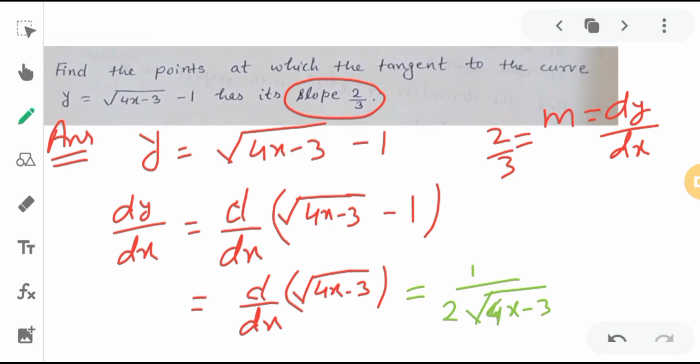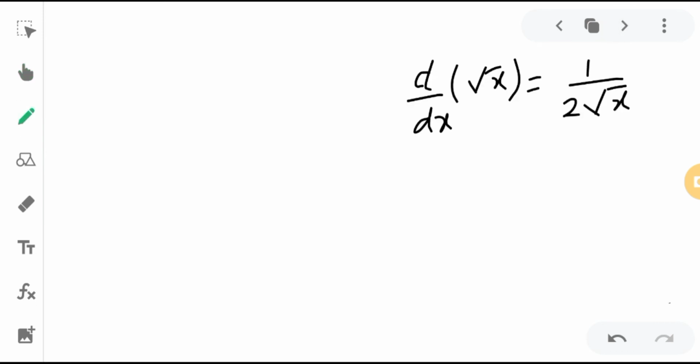Then the square root derivative is done. Then the derivative of 4x minus 3. One step I am writing for you people. You can do it directly also if your understanding is good. Then 1 upon 2 square root of x, instead of x, 4x minus 3, then the derivative of 4x minus 3. The 4x term I will do separately, and the derivative of 3 will be 0. You have to practice a little bit, then you can understand very easily.